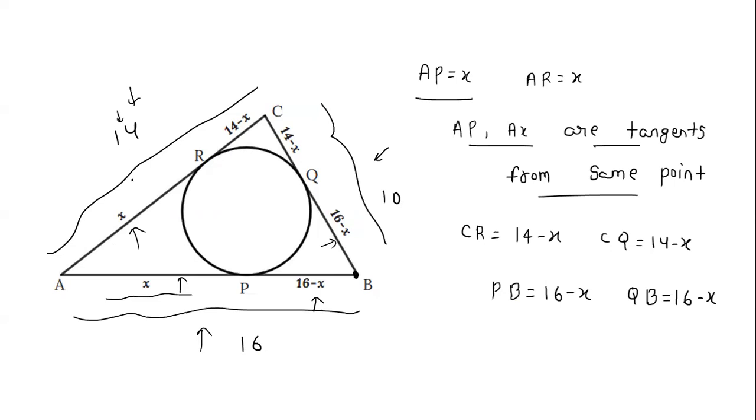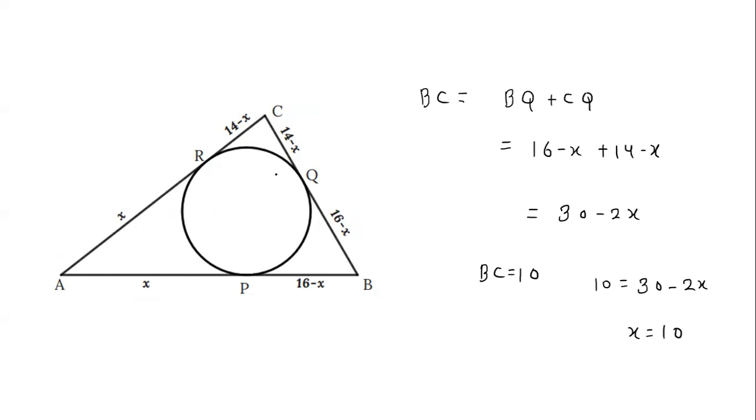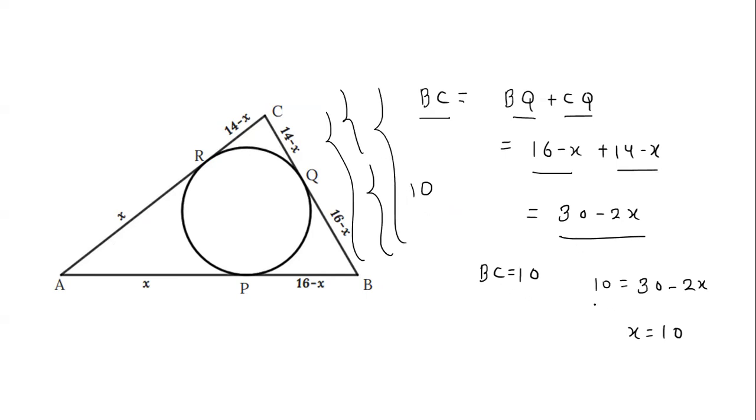And if this is 14 and this is x, the remaining is 14 minus x. This distance is also 14 minus x because CR and CQ are tangents from the point C, so both lengths will be the same. Now we can say that BC equals BQ plus CQ. BQ is 16 minus x and CQ is 14 minus x. If you sum, it becomes 30 minus 2x. In the problem it is given that BC is equal to 10. So we equate 10 equal to 30 minus 2x. From here, x will become 10 centimeter.